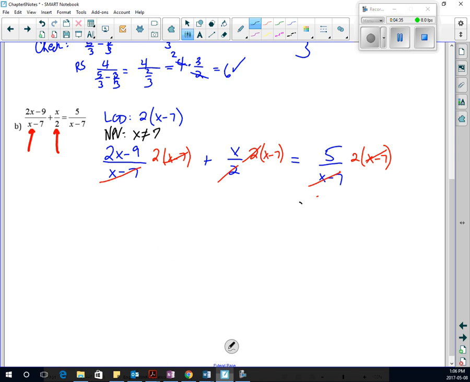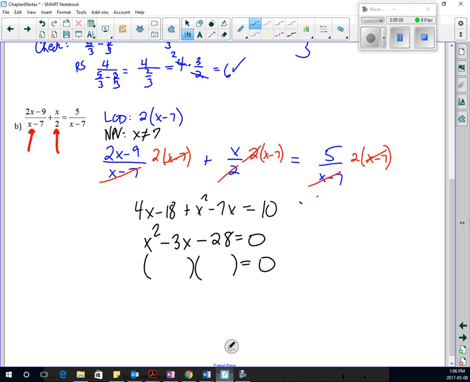So once I've canceled, I have 2 times 2x minus 9, so I get 4x minus 18. And here I get x times x minus 7, so that is x squared minus 7x. And here the x minus 7 cancels, so I just get 10 out of it. So we have a quadratic. How do we solve a quadratic? Get everything over to one side, and hopefully it factors. So x squared minus 3x, if I move the 10 over, I get minus 28 equals 0. That factors to be x minus 7, x plus 4, which means x equals 7 and negative 4.